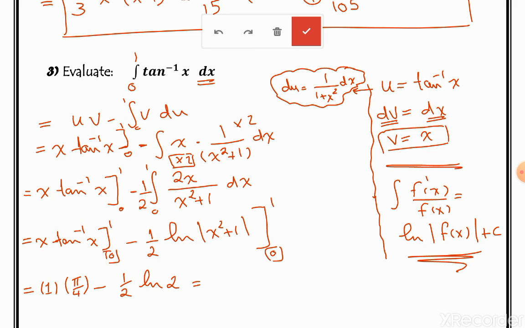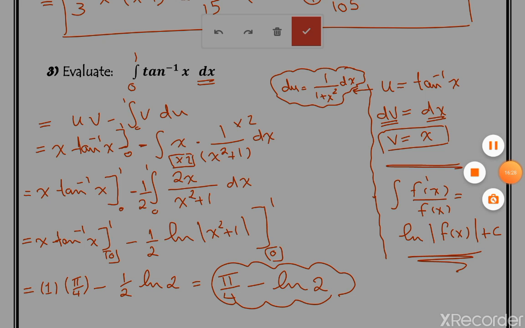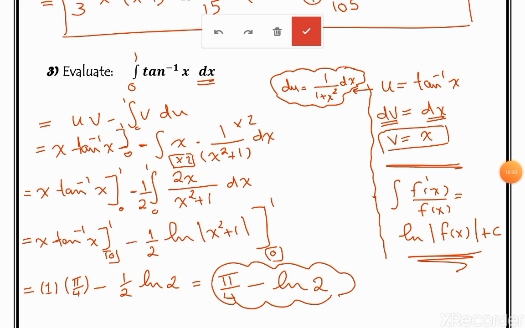So here, what's the final answer? It's pi over 4 minus ln 2, right? Pi over 4 minus ln 2. Okay, this is my final answer. This is the final answer, which is pi over 4 minus ln 2. Okay, thank you guys. I hope you enjoy all questions, and I hope you understood everything.